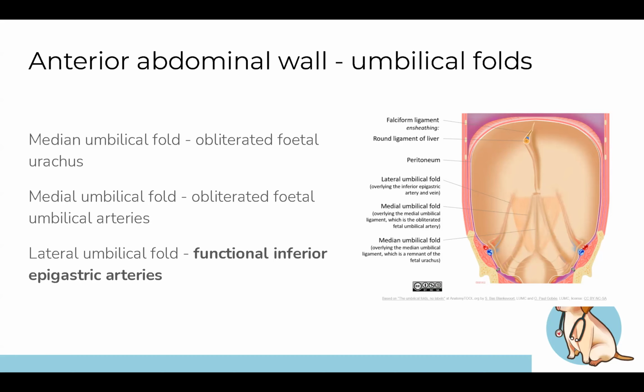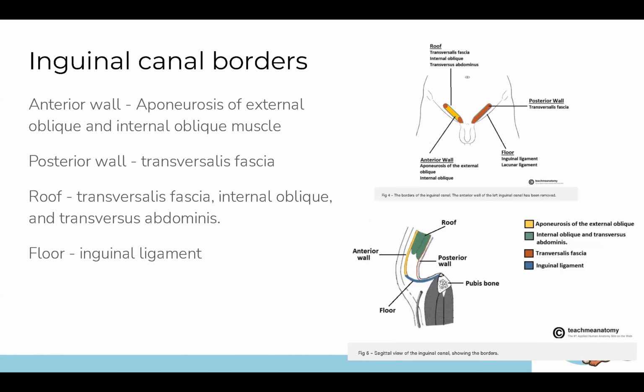And this is very high yield, like very high yield. Like if you take away nothing from the anterior abdominal wall, take away these because this will be asked. There definitely have been exam questions on it in the past, so please know that. Lateral holds the functional inferior epigastric arteries. Yeah, you don't want to be cutting that because otherwise your patient bleeds to death if you're doing surgery and you're doing something around there. So really important.